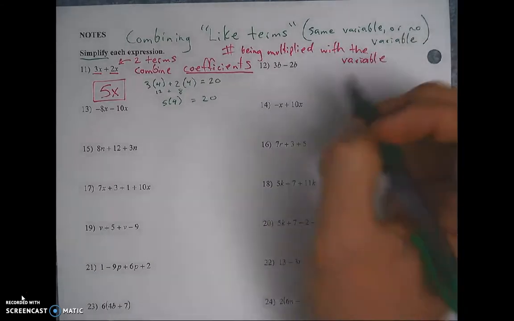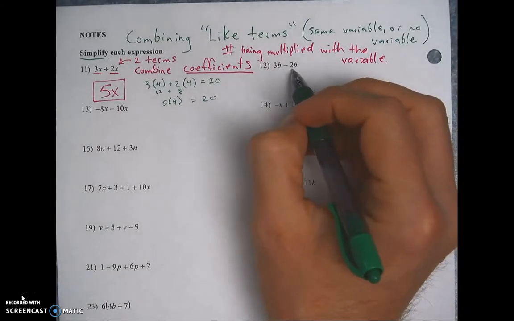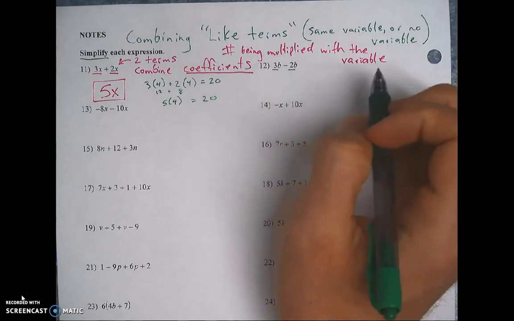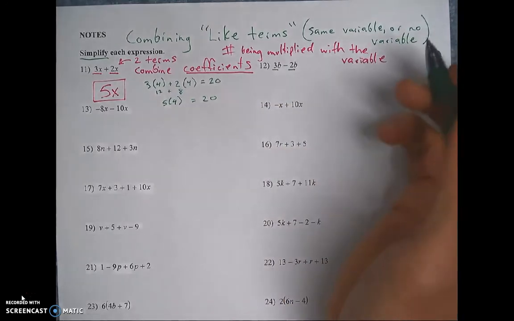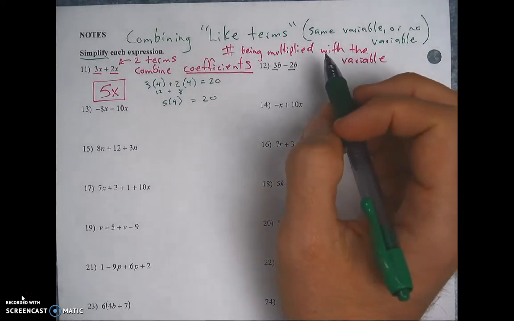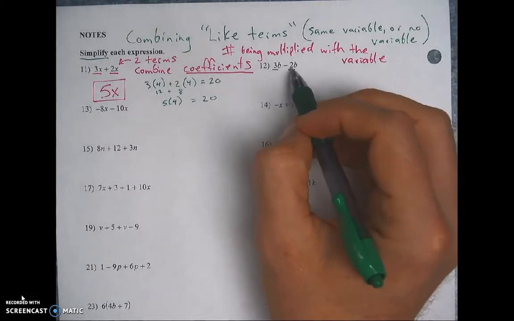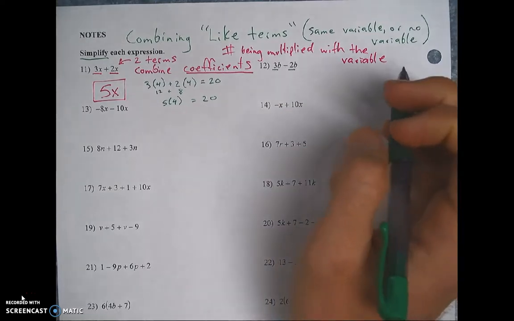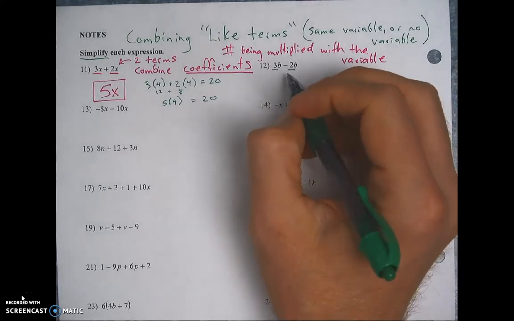If I slide over to number 12, I have two terms, and they are like because they both have the same variable of b, which means I can combine those like terms, and to do so, I combine the coefficients. Now, this is a minus. This is like a 3 minus a 2. So a 3 minus 2 is a 1. So it's a 1b.